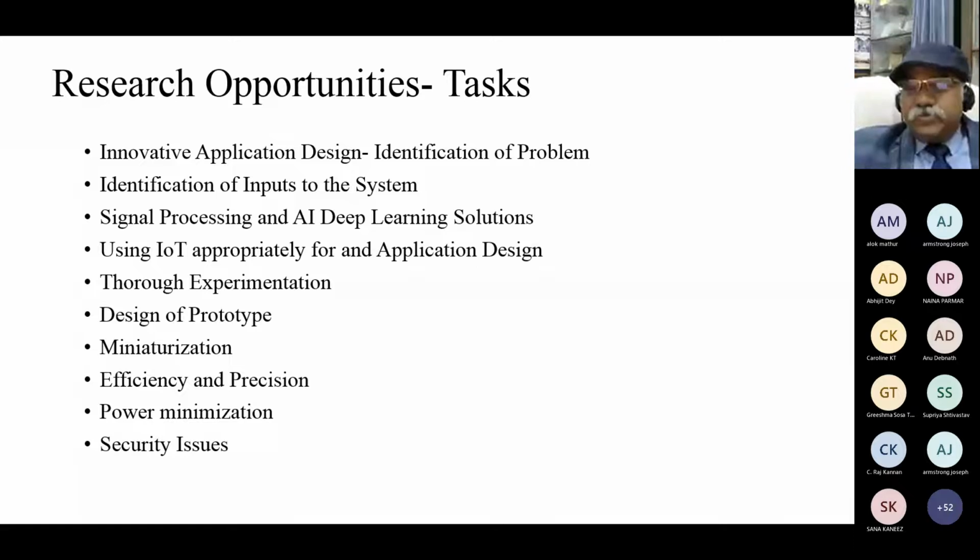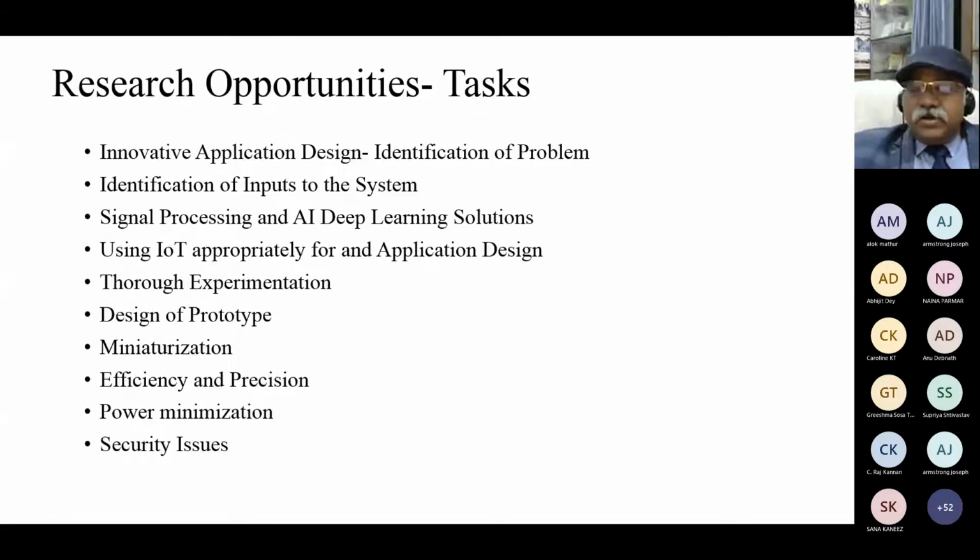So you have to do a good literature survey, identify the problem, and identify whether the kind of inputs to the system you are targeting are available or can be collected. So what kind of sensors are available, or whether you have to build your own sensor for collecting that kind of information.